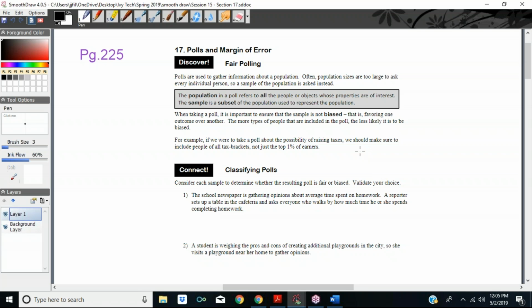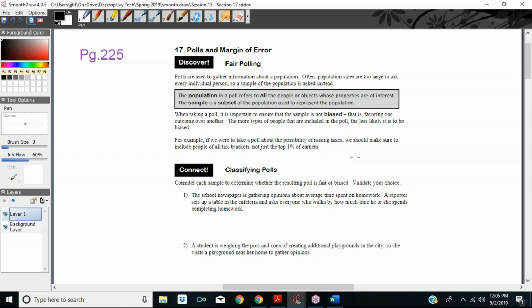All right, so page 225 is where we're going to start today, and it's about polls and margin of error. And let's see, I was trying to find my glasses and I wasn't able to find them before class today. I have no idea what I did with them. And so I'm going to do my best here to read along with you.